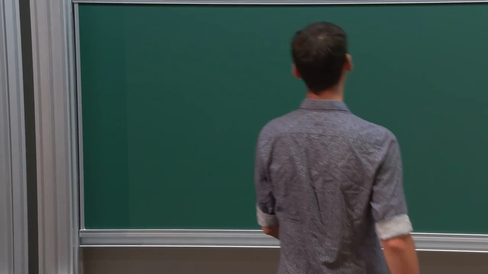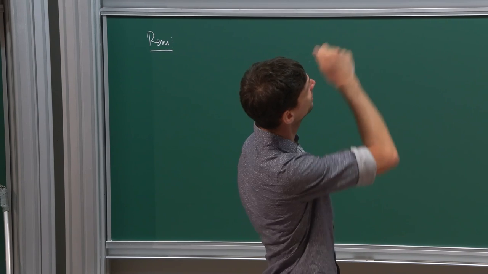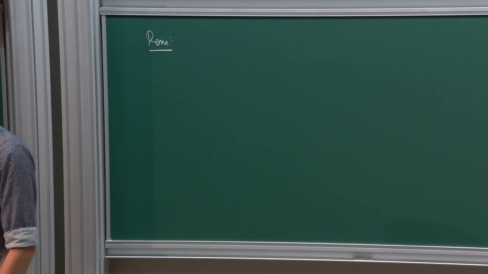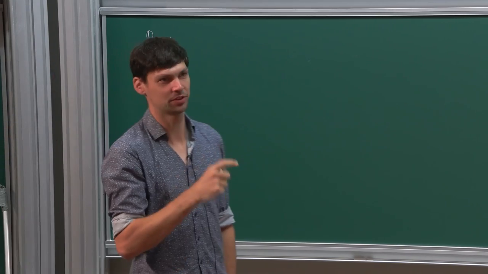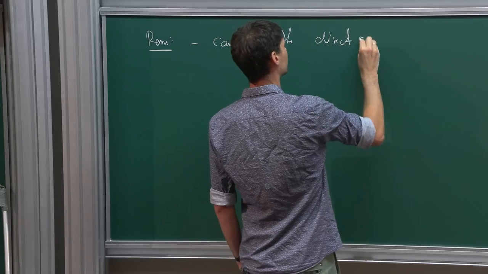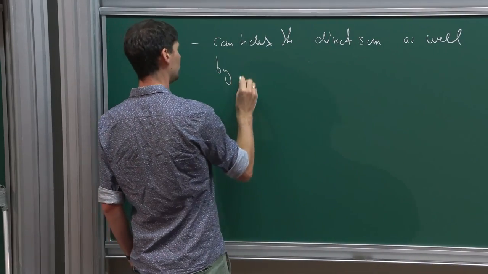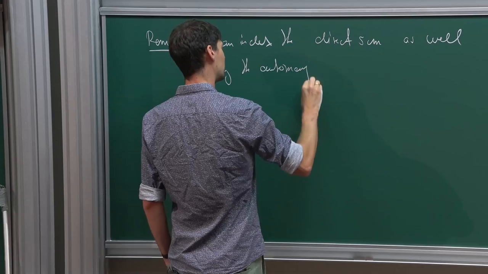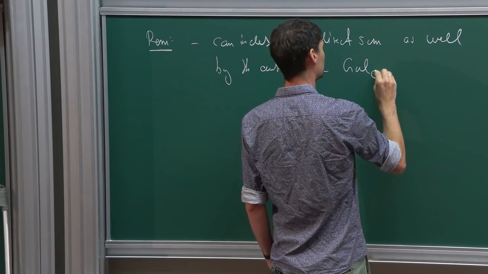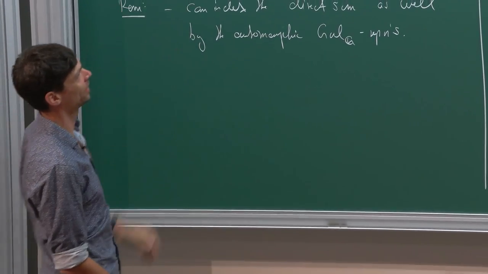Okay, so I want to make a remark. Namely, basically because of multiplicity one, as the index set, instead of taking the automorphic representations, I could also take the Galois representations that are automorphic as an index set. Okay, so we can index the direct sum as well by the automorphic Galois representations. Well, so those Galois representations that come as the Galois representation attached to a cuspidal automorphic form.